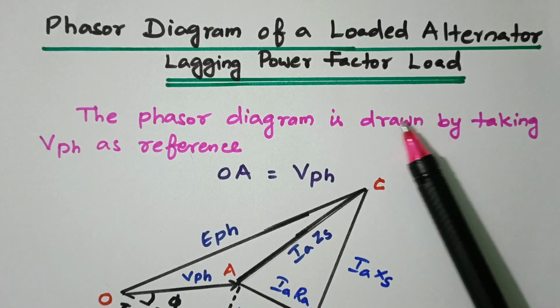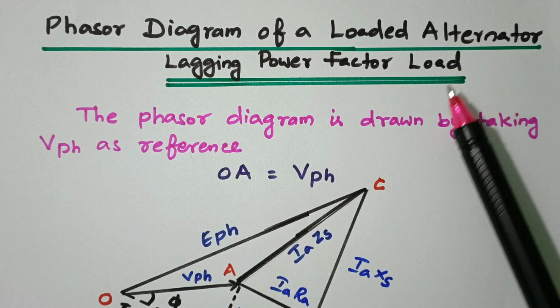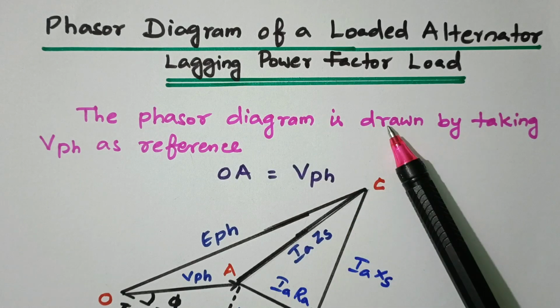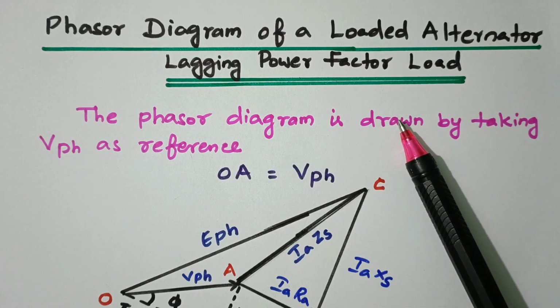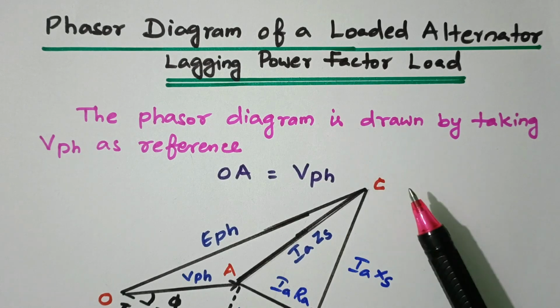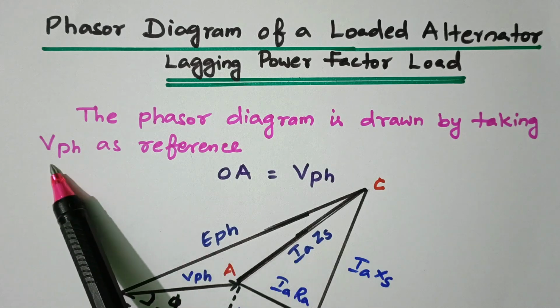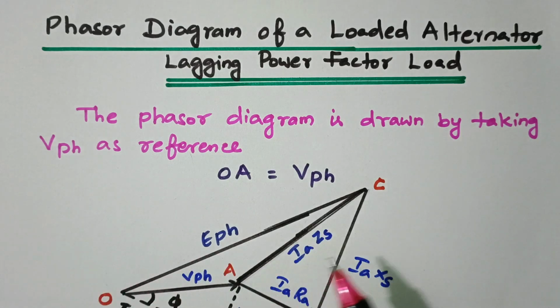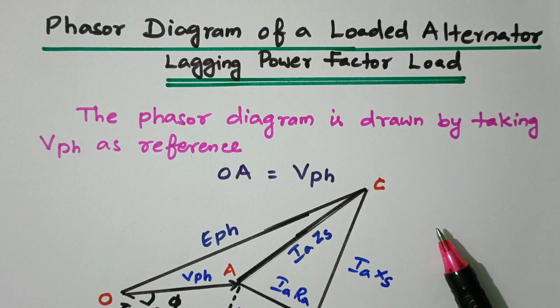Now we'll go to the topic, phasor diagram of a loaded alternator for lagging power factor. In case of inductive load, we'll get the lagging power factor. So in this phasor diagram, this V phase is taken as a reference. Now we'll see the equivalent circuit and voltage equation so that we are able to understand this phasor diagram easily. First we will see the equivalent circuit.